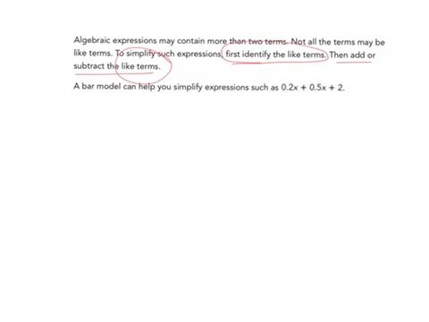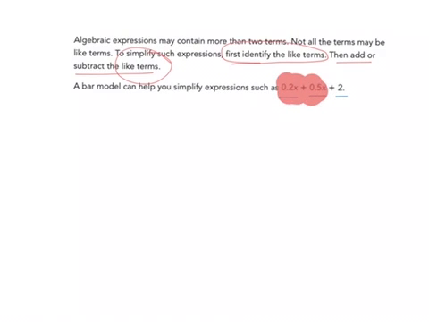So in this problem, it says 0.2x plus 0.5x plus 2. There are three terms in this problem. Let's make that a pencil. 0.2x is one term, 0.5x is one term, and then the 2 is one term. So think about which of those are like terms. Which of them have either the same variable or no variables at all.